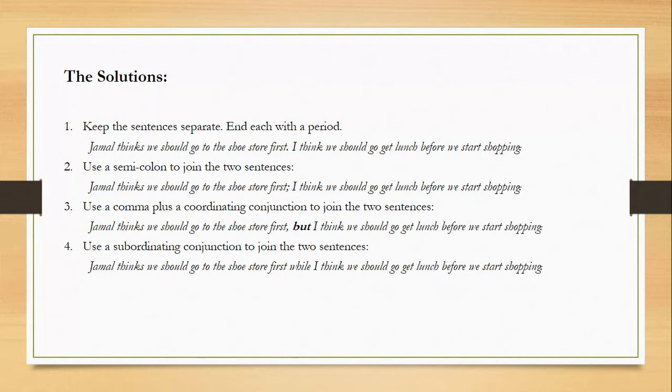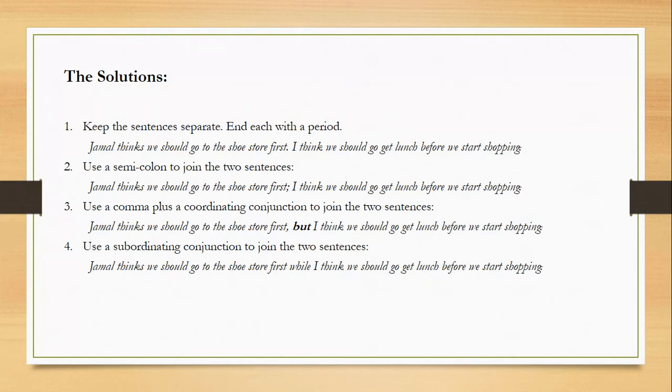And then the final suggestion for not having comma splices is to use a subordinating conjunction to join the two sentences instead. And you can Google what the subordinating conjunctions are. They make perfectly good sense. You've still got these two independent clauses. Jamal thinks we should go to the shoe store first, but then we insert this little word while. While I think we should go get lunch before we start shopping.